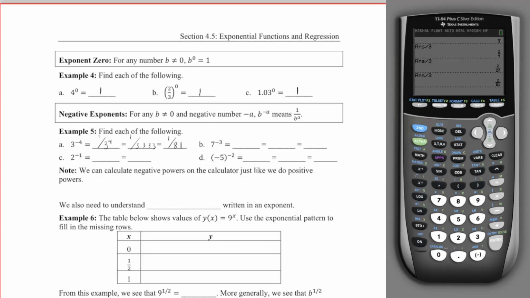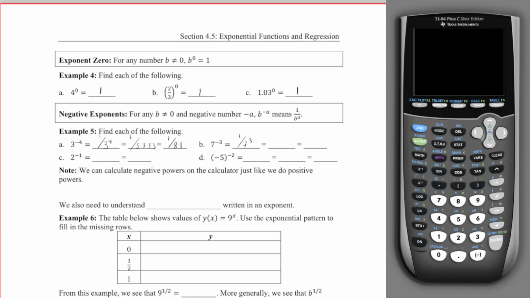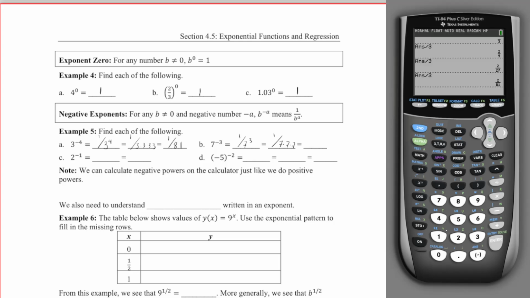If I have 7 to the power negative 3, that's 1 over 7 to the third. That's 1 over 7 times 7 times 7. And I'm going to work that out on the calculator. 7 times 7 times 7, that's 343. So 1 over 343.